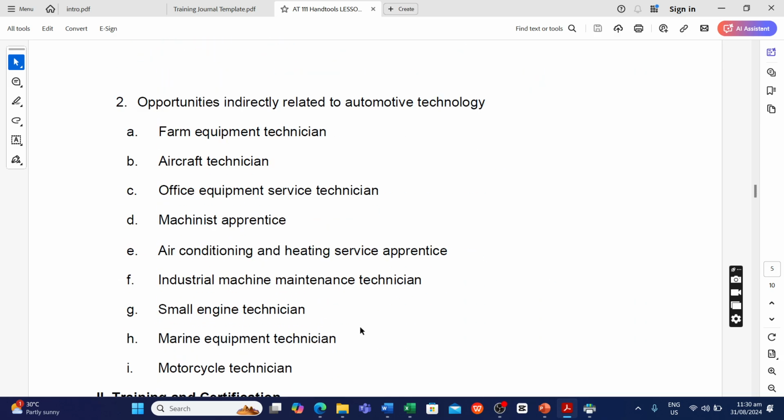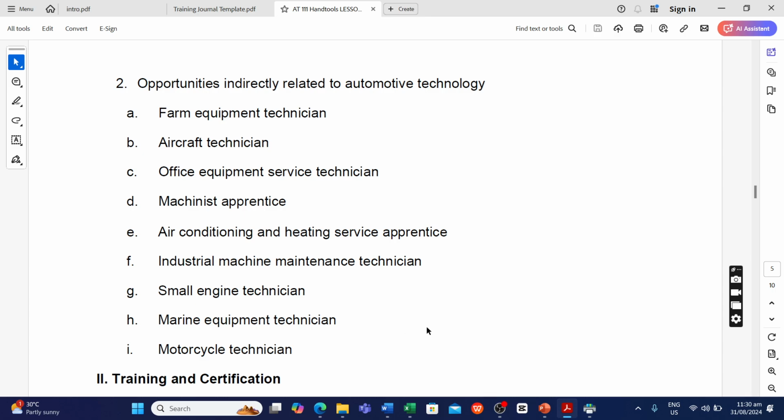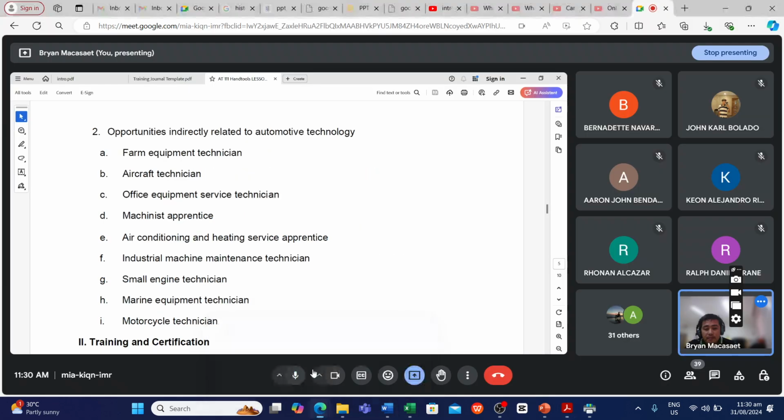Letter number 2, opportunities indirectly related to automotive technology. Pag sinabing indirectly, hindi direct ang sinasabi na siya ay pang automotive pero related. Una, farm equipment technician. So bakit ang farm equipment technician ay related to automotive technology? Anyone? Makina din po yun. Kasi may makina. Tama, Ronan. Kasi may makina ring ginagamit at nire-repair.